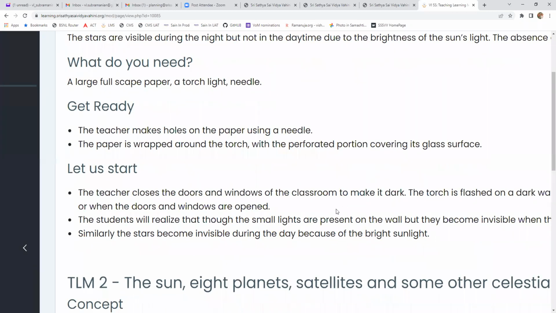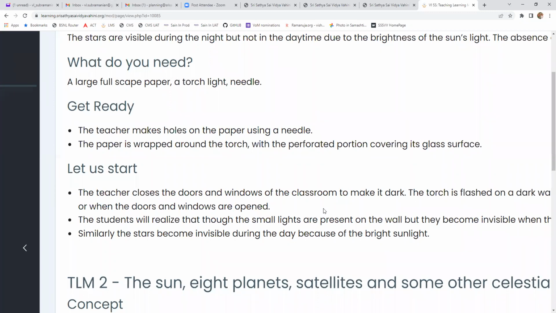Then the teacher closes the doors and windows of the classroom to make it dark. Then when you switch the light on, you are going to see small rays of lights, right? That is stars. But the moment you open one or two windows or the door, the ambience light is so bright, which is the light of the sun, right? This light kind of is not visible, right?